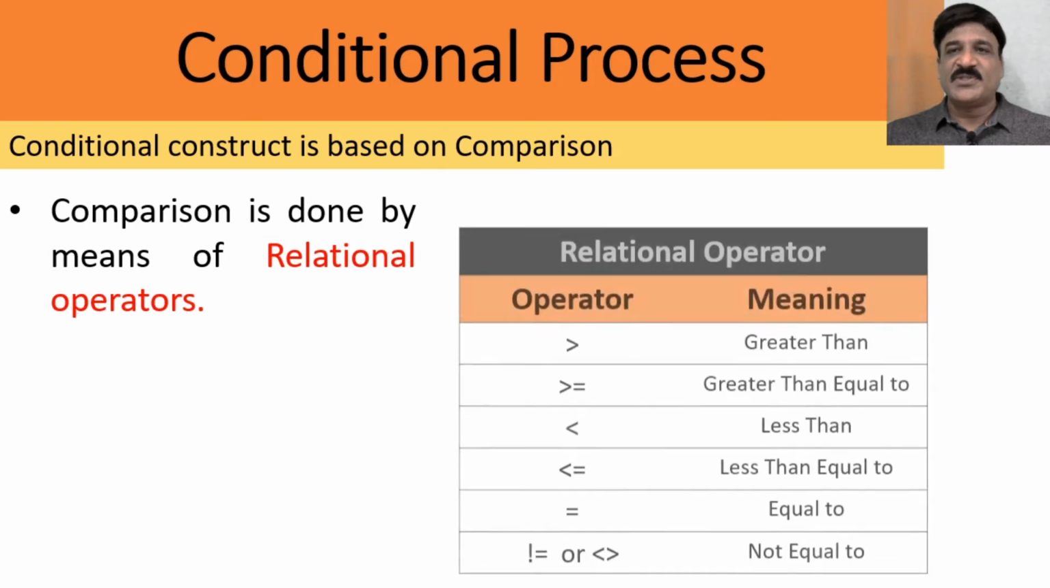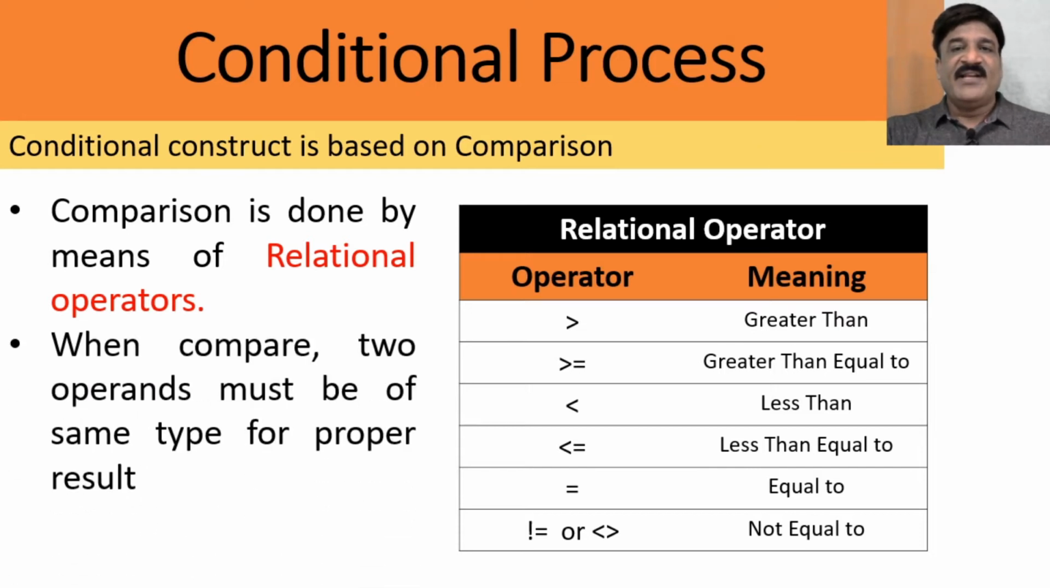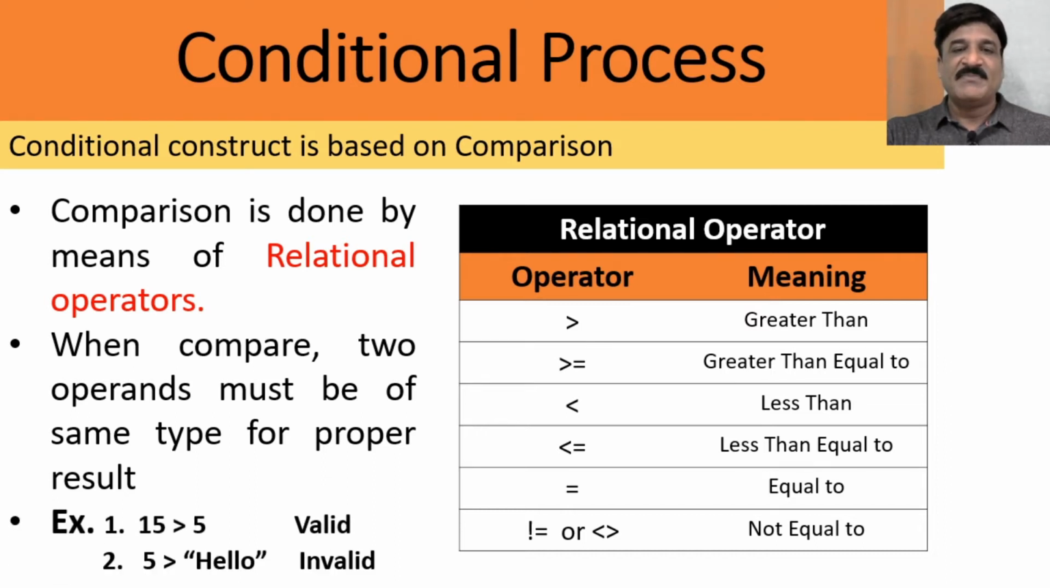Comparison is done by means of relational operators. Almost all languages support relational operators like greater than, greater than or equal to, less than, less than or equal to, and not equal to. Depending on the language, some use certain symbols while others use different ones, and the meaning is not equal to. When you are comparing two operands, they must be of the same type for a proper result. It means if you are comparing a number, you should compare it with another number only. Don't ever try to compare a number with a string value, as you may get unpredictable results.